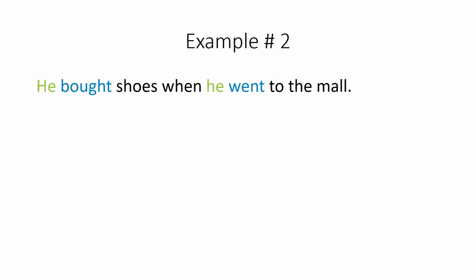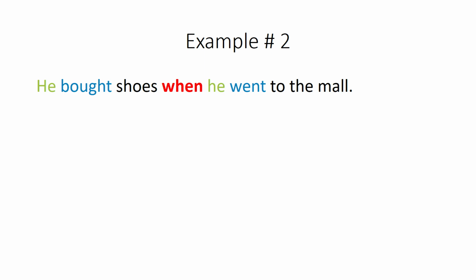Now we look in front of the first one. There's nothing in front of it. But we look in front of the second. There is this word, when. And again, it's not a fanboys. It's not a coordinating conjunction. It's not a subject. It's not a noun. It's not a pronoun. It's not a verb. It's not an adjective or adverb. So this is a subordinating conjunction.